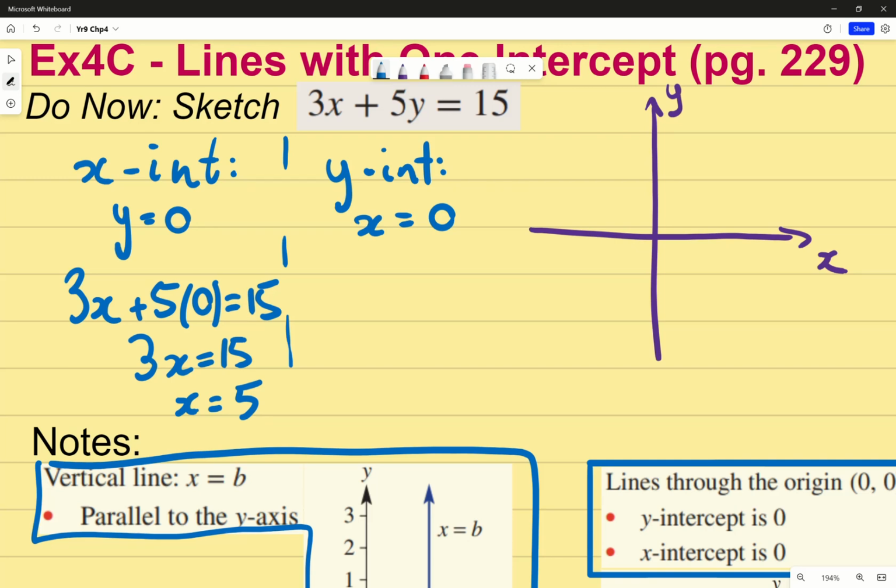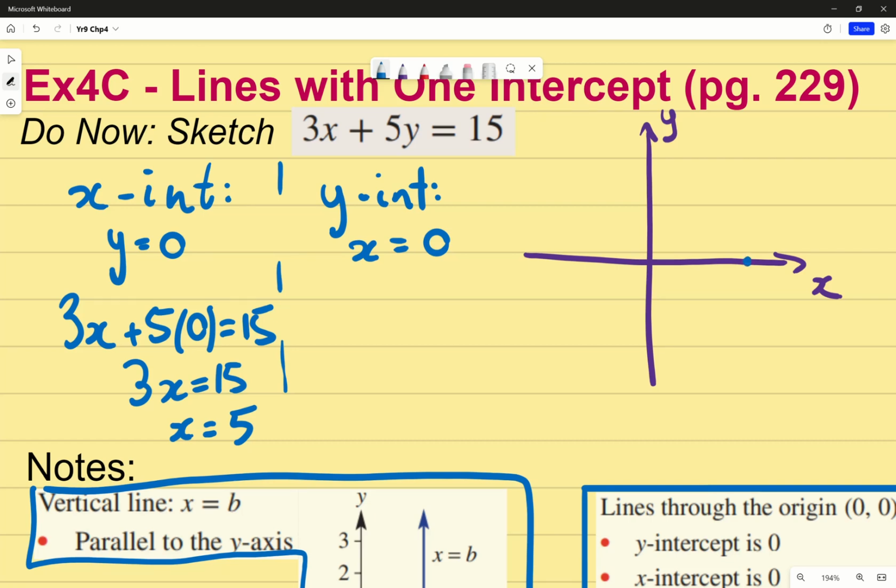I'm going to say it's approximately here. The thing with sketching our lines is we don't need it to be exact. We're just approximating 5, 0. Of course, it's going to be on that x line, 5 units to the right, so it'll be about there.